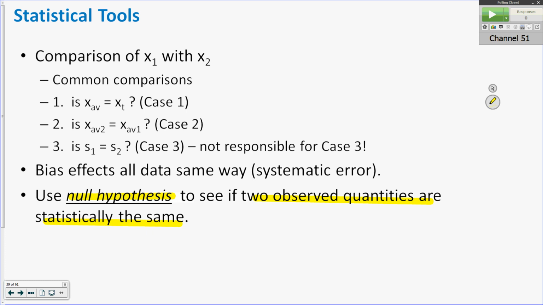It could be 2 sets of experimental data. It could be 2 sets of statistical data, okay, comparing standard deviations, or it could be saying if a value we collect and the average of that is equal to true. And that's the 3 common comparisons. So number 1 is, is my average equal to the true value. All right, we do this when we do a blind analysis.